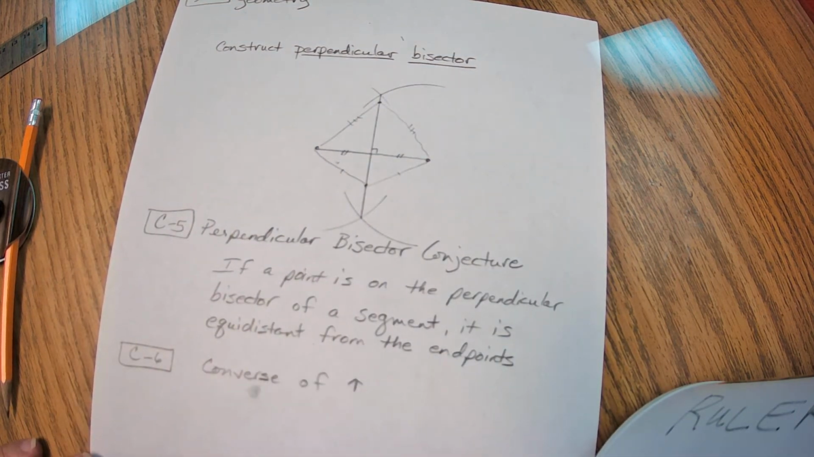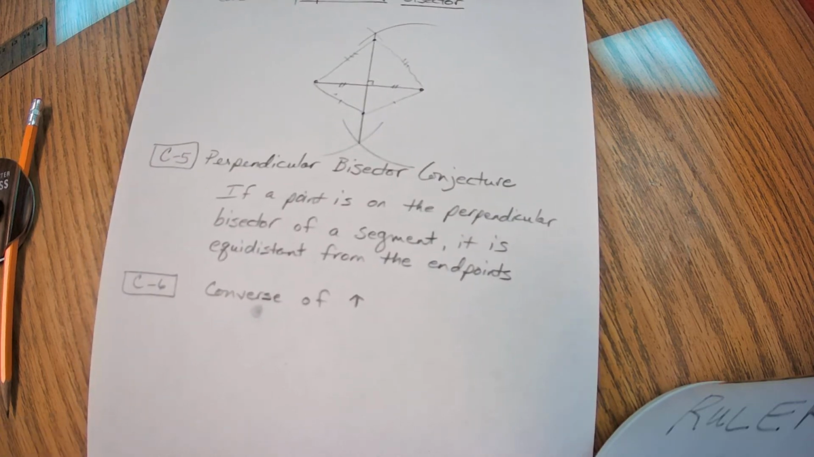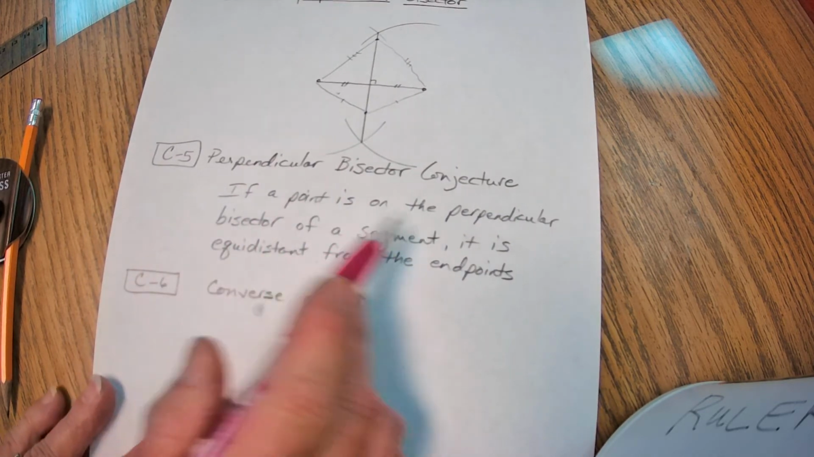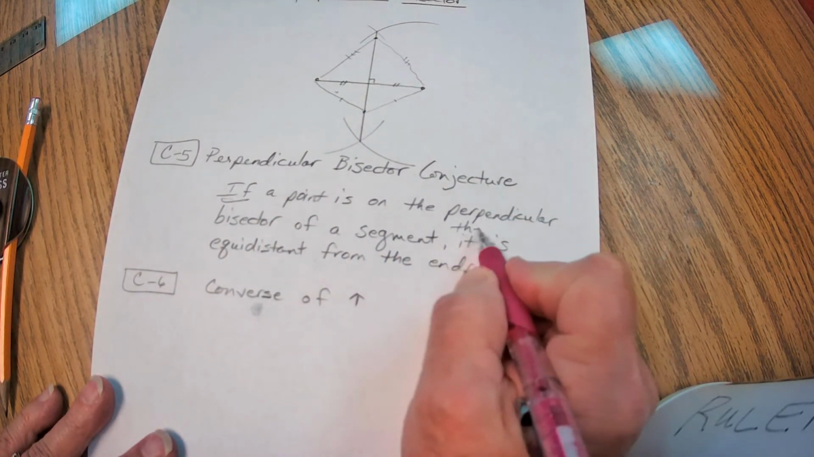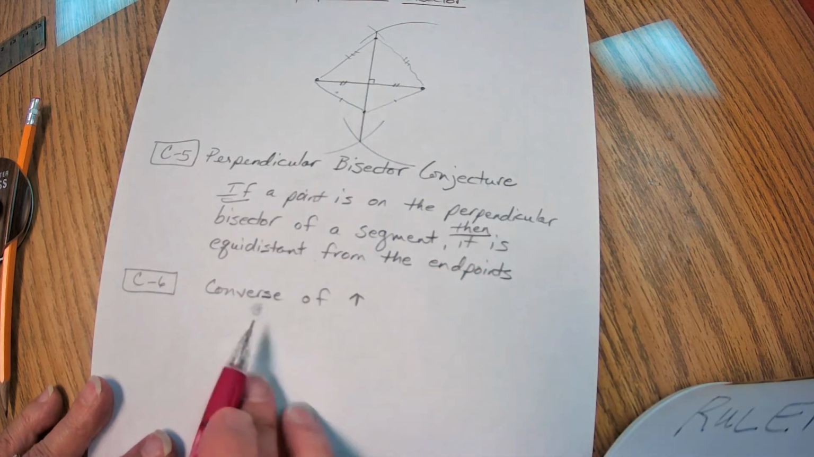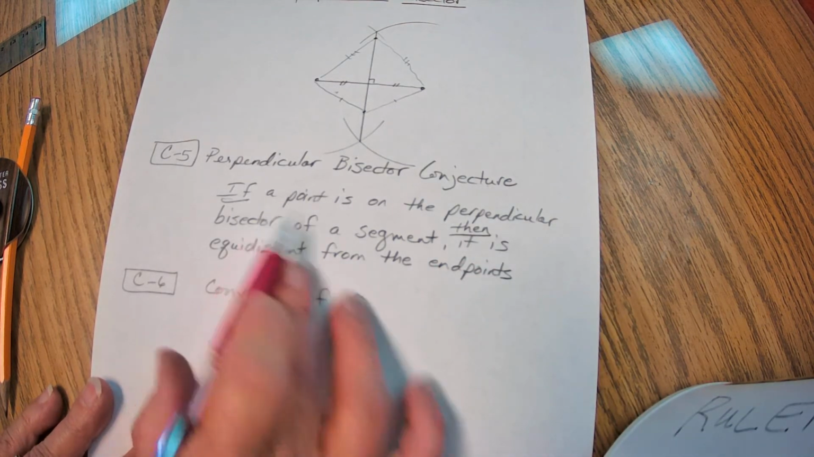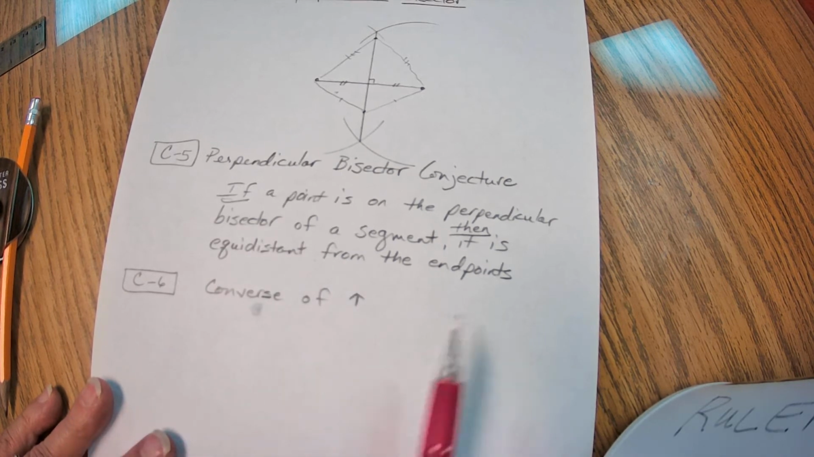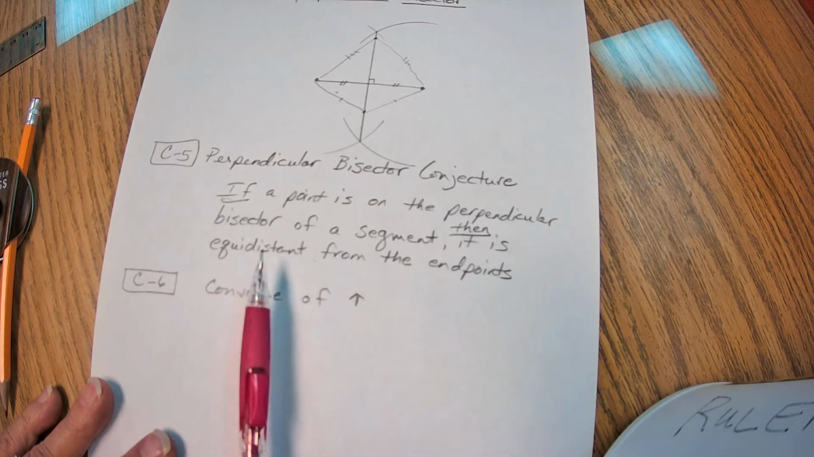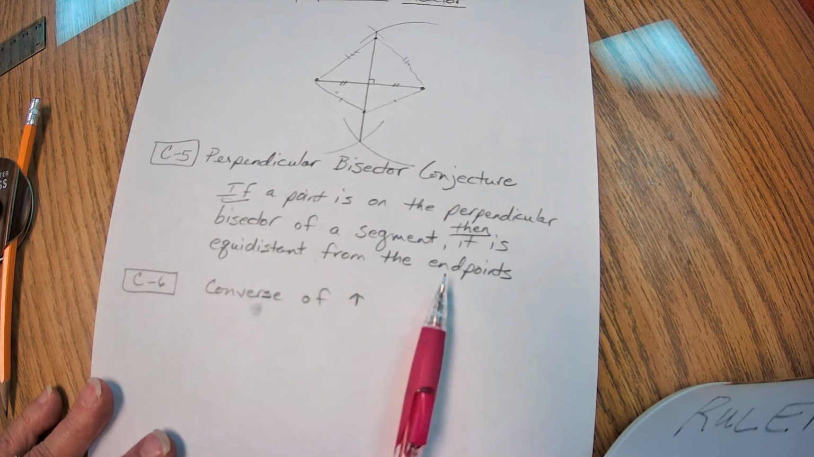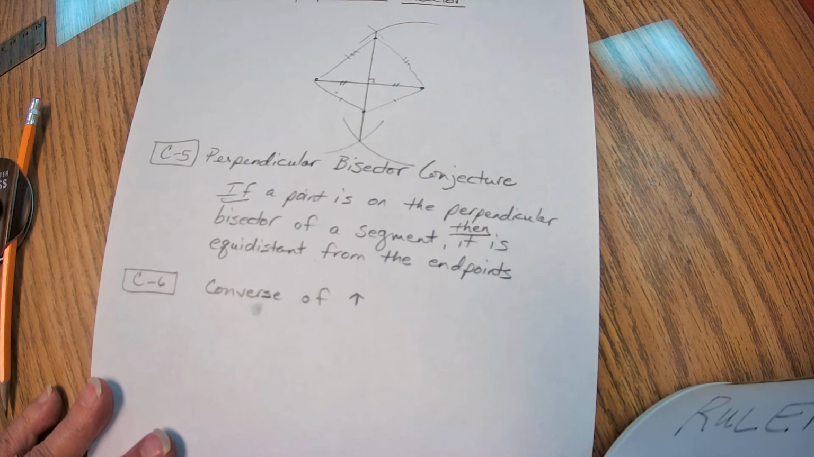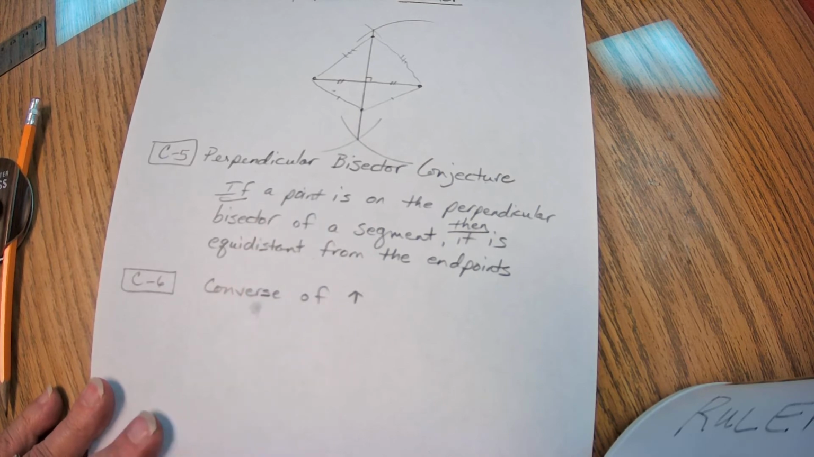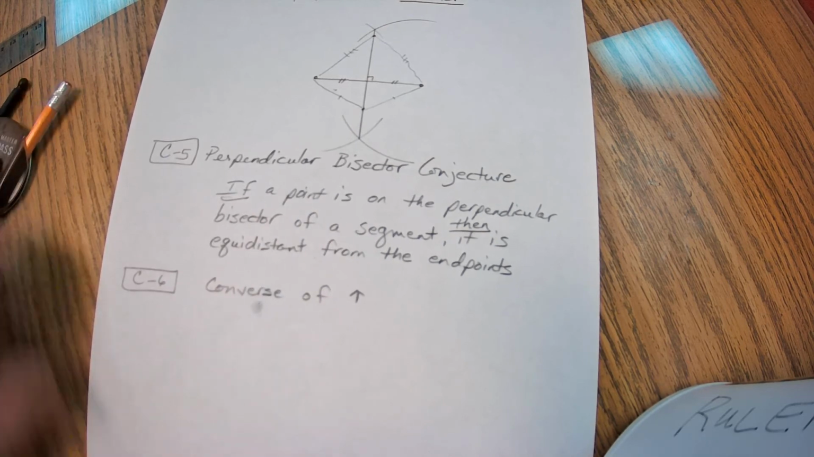And remember when we talked about converse of statements? This is an if-then statement. There's the if. There's a then right here. The converse of this statement would be if you just switch these two parts around. It would say, if a point is equidistant from the endpoints, then the point is on the perpendicular bisector. So C5 and C6 are converse statements of each other, and the converse in this case is true.